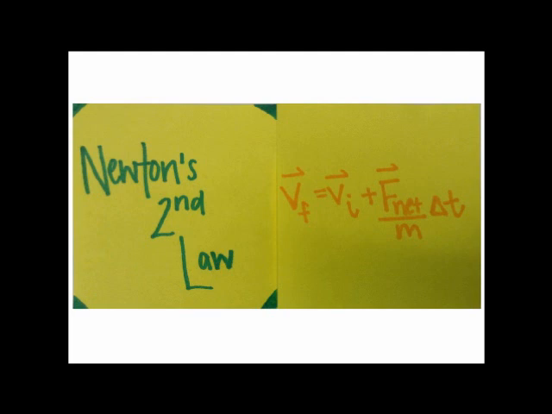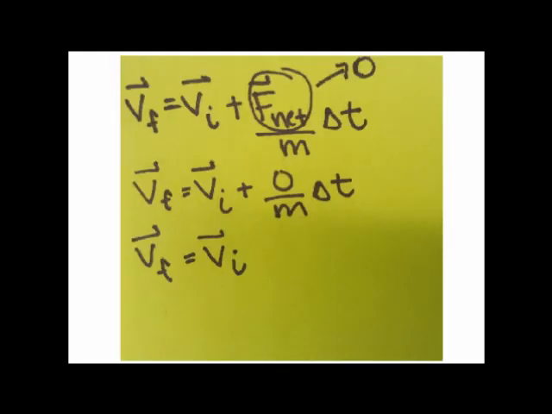Vf equals Vi plus F net divided by mass times delta T. In today's experiment, we're assuming that the net force acting on our object is zero. This does not mean that there are no forces acting on the object, but that the forces cancel each other out. Because F net is zero, the initial and final velocities will equal each other. Hence, the object is in constant motion.